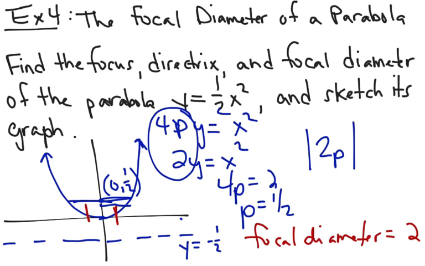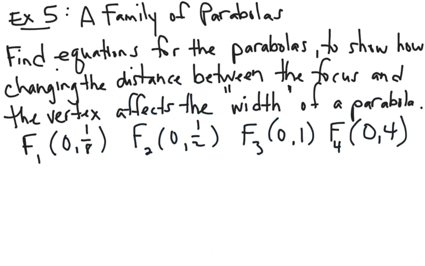And notice that at the very beginning I made a mistake. I forgot to make sure that the term with the square was isolated. Don't do what I did. Make sure that your term that's squared is isolated before you go and determine what p is.